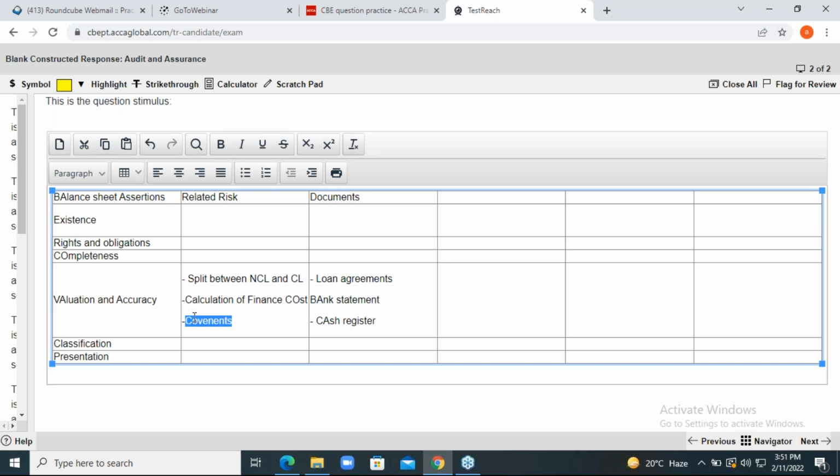And if you merge them, and if you continue writing procedures assertion by assertion, starting with existence, rights and obligation, then completeness, then valuation and accuracy, then classification, whether they are properly classified or not, and presentation according to IFRS 9. So all these assertions can be confirmed through these documents. And remember to write procedures, especially on these related risks, so you can easily write relevant procedures.